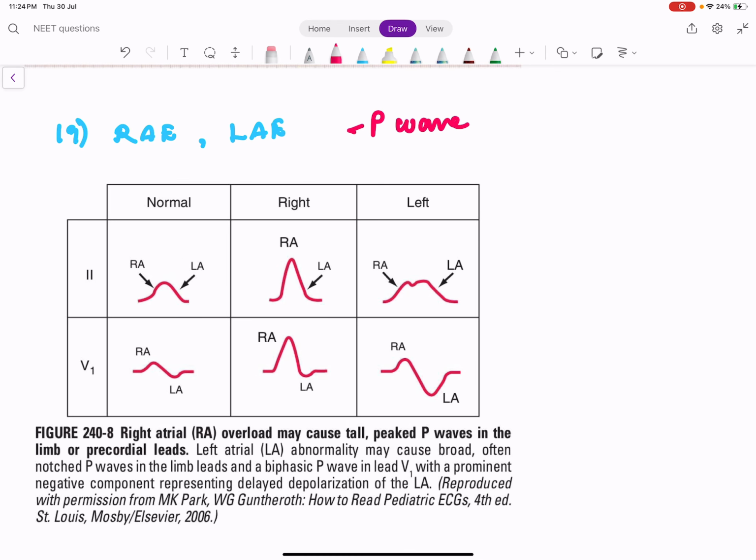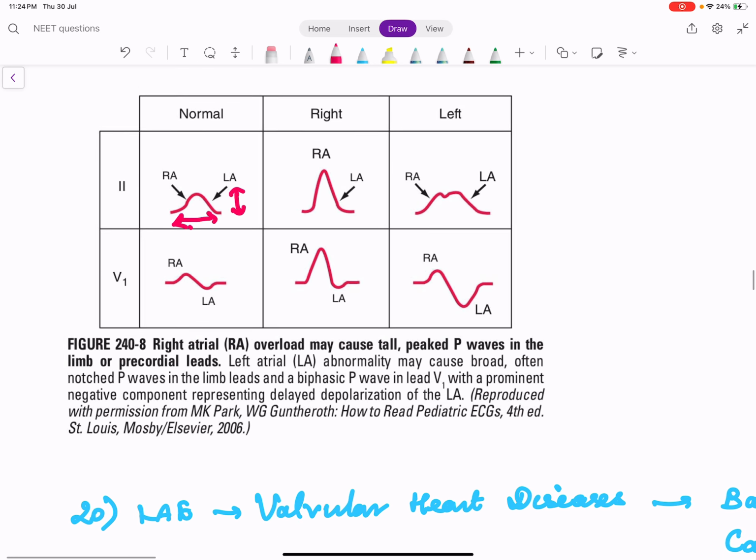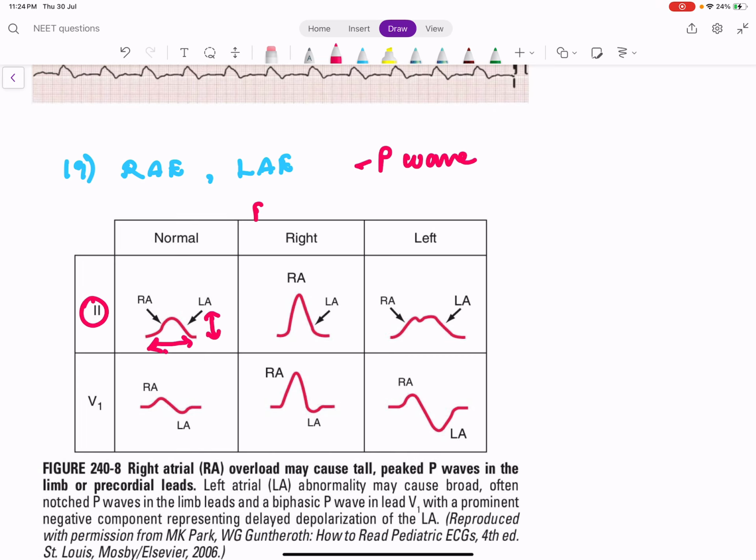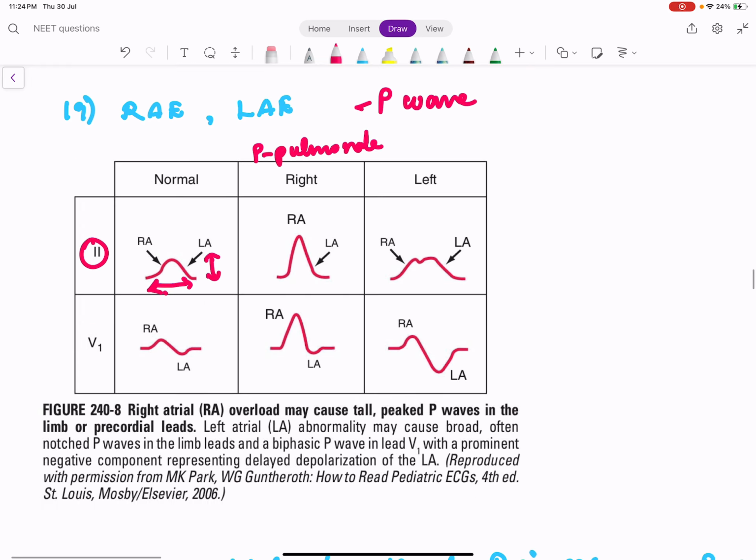So I told normal right P wave is 2.5 small squares horizontal and 2.5 small squares vertical. So suppose if it is tall in lead V2, then it is called as P pulmonale. So normal lead V1 is usually biphasic. P wave in lead V1 is usually biphasic. So if the initial wave is tall, it suggests right atrial enlargement or P pulmonale.